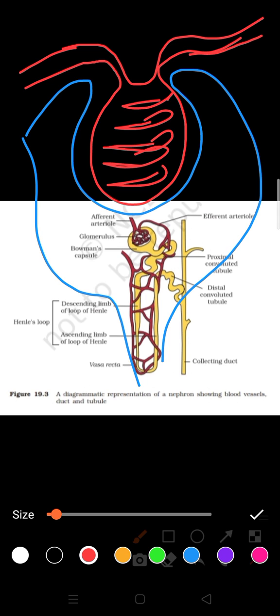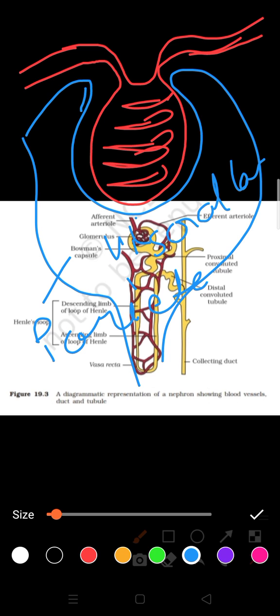So here we come to the point we were discussing. You can see two types of layers are present in the Bowman capsule. The inner layer is known as the visceral layer, and the outer layer is known as the parietal layer. What is the difference between the visceral layer and the parietal layer? These two layers have specialized functions, that's why they are very special.